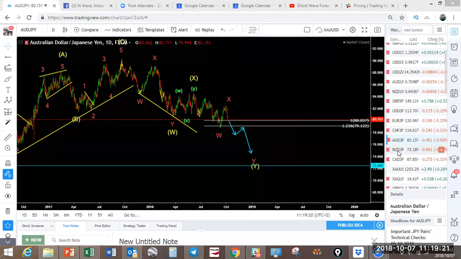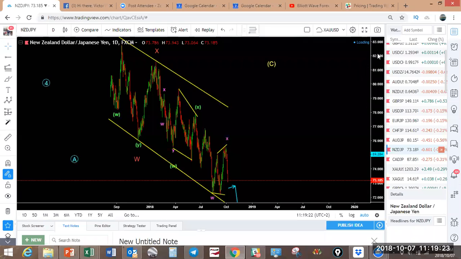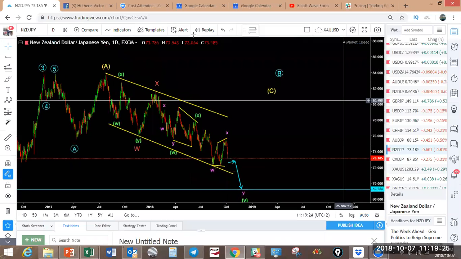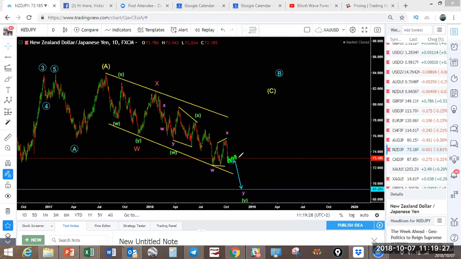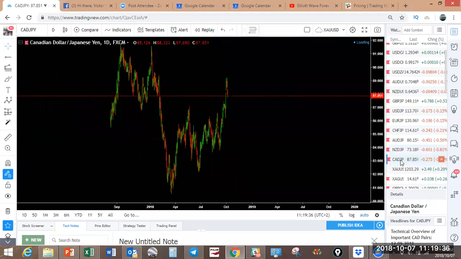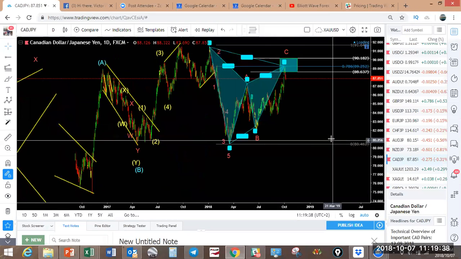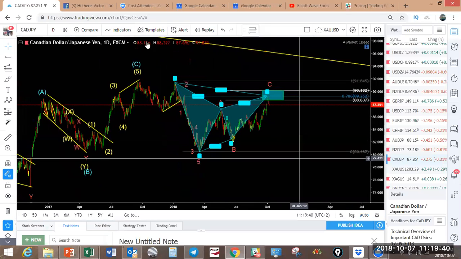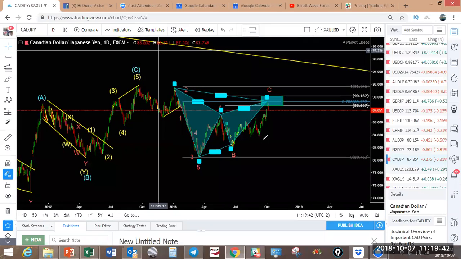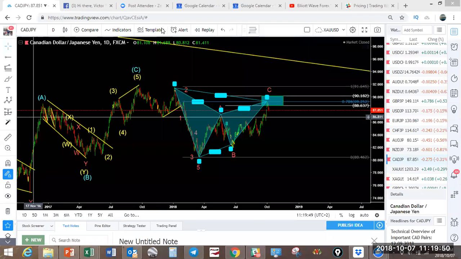Right, so New Zealand, similar to AUD yen, we will need a correction in this degree to come down to complete. So we're still bearish. CADJPY, interesting structure, because we've got a pattern there. Those who like to trade patterns, it's not just a pattern, you can see that this pattern falls within the structure. In this case, you've got to move down. Let me switch off that first so we can see what the structure is.